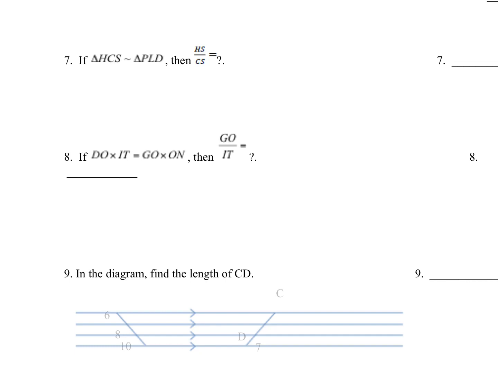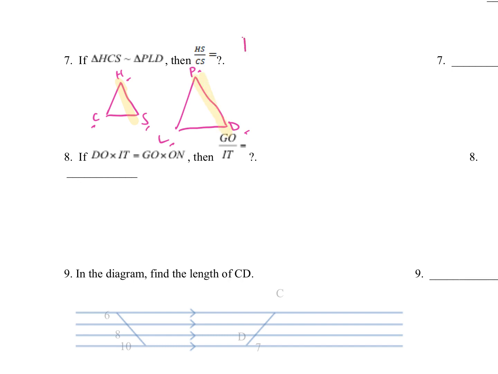All right, so number 7, we are going to find the similarity ratio. It might be helpful to draw a picture. So if we draw HCS and PLD, we know H and P go together, C and L go together, and S and D go together. So then what I'm really looking for is HS goes with what side of the PLD triangle? Well, that would be with PD.